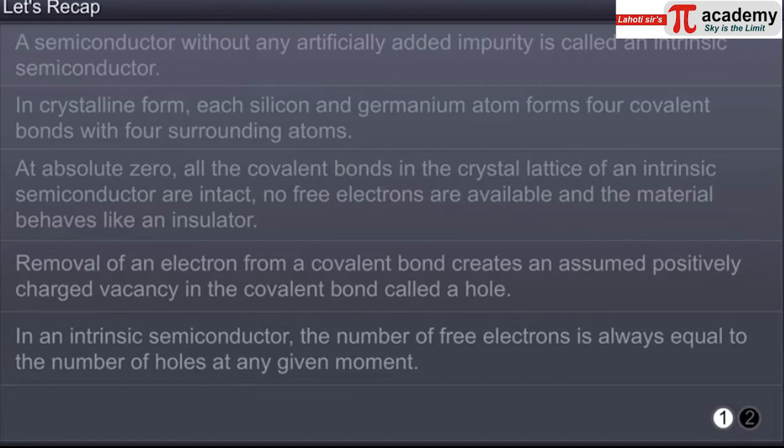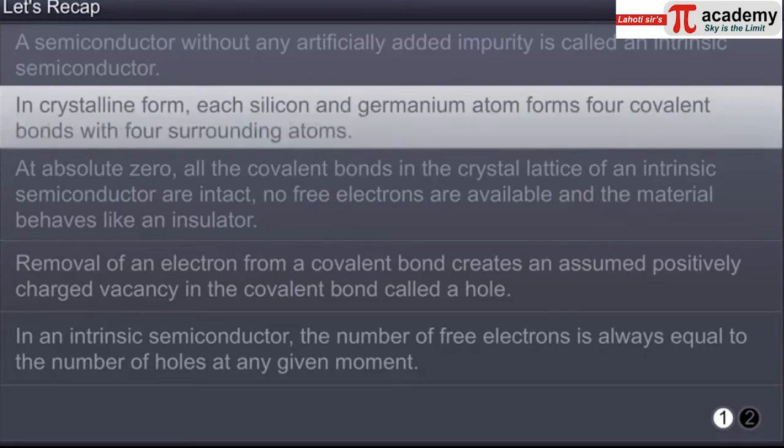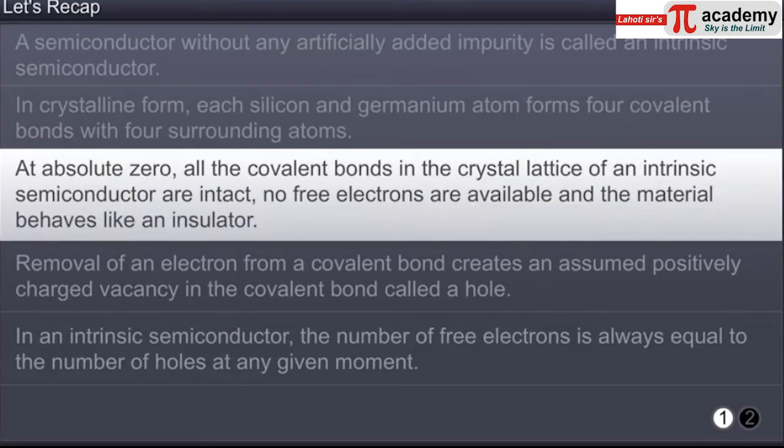You have now reached the end of this module. In this module, you have learnt that a semiconductor without any artificially added impurity is called an intrinsic semiconductor. In crystalline form, each silicon and germanium atom forms 4 covalent bonds with 4 surrounding atoms. At absolute zero, all the covalent bonds in the crystal lattice of an intrinsic semiconductor are intact. No free electrons are available and the material behaves like an insulator.